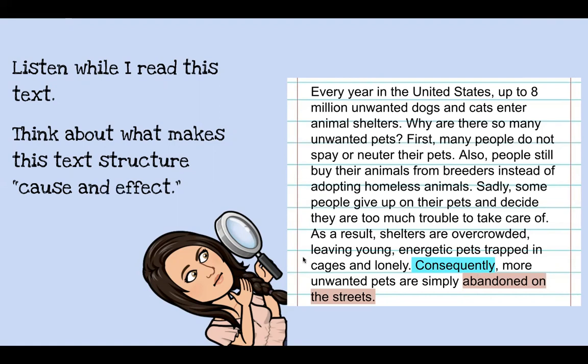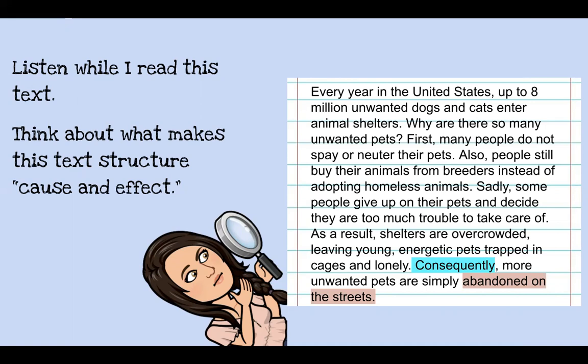And I noticed too that I actually have a couple things highlighted here that weren't supposed to be highlighted yet, but that's okay. So it says every year in the United States, up to 8 million unwanted dogs and cats enter animal shelters. Why are there so many unwanted pets? First, many people do not spay or neuter their pets. Also, people still buy their animals from breeders instead of adopting homeless animals. Sadly, some people give up on their pets and decide they are too much trouble to take care of. As a result, shelters are overcrowded, leaving young, energetic pets trapped in cages and lonely. Consequently, more unwanted pets are simply abandoned on the streets.